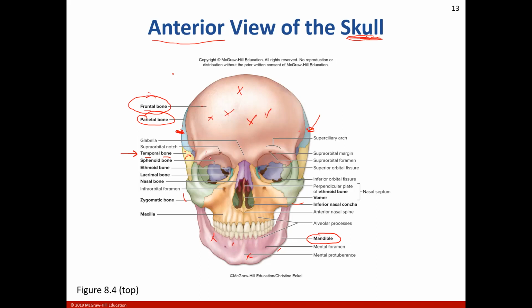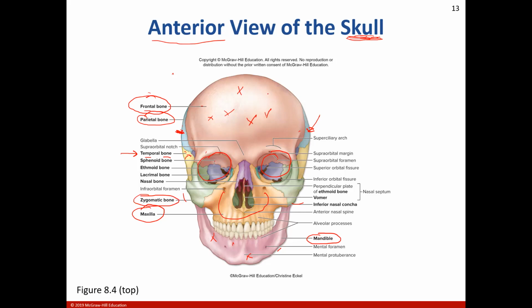And then later on, we're going to get a close-up of what's in the orbits, because there are internal cranial bones as well. So here we have one piece of bone above the teeth, above the mouth, I should say, and that's called the maxilla. And above that is the zygomatic bone.